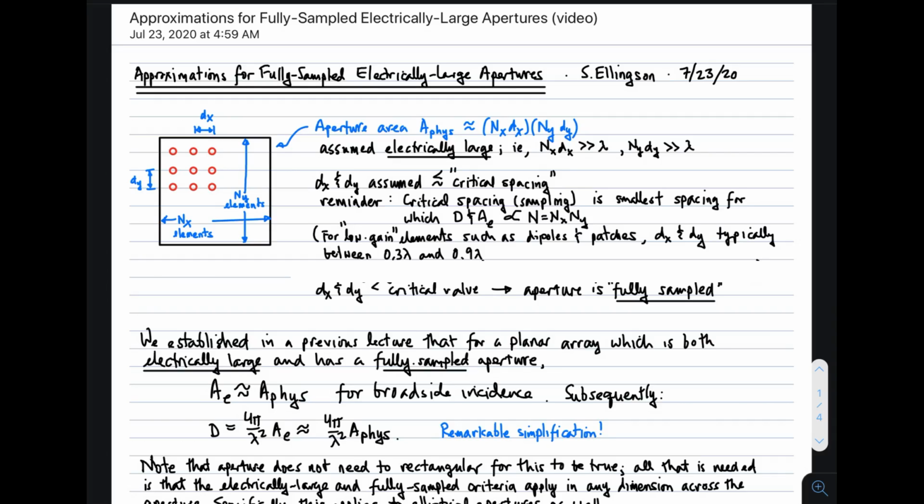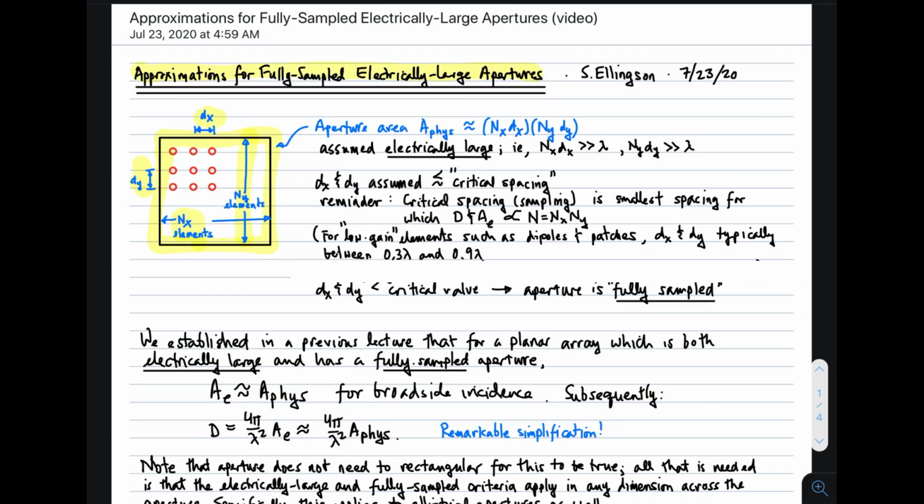Hi, welcome to a lecture on approximations for fully sampled electrically large apertures. Here we're talking about large planar arrays of the type shown on the left, for which the design parameters are nx, the number of elements in the x direction, separated with spacing dx, and ny in the y dimension with element spacing dy.